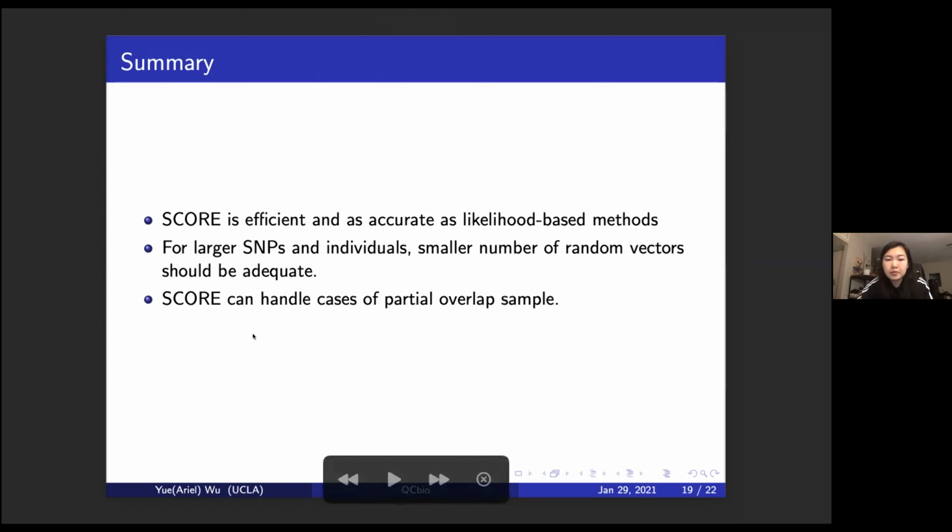And then it could handle the case where we have traits with partially overlapped samples. So these are the cases where, for example, one of the traits could be, say, a disease, so most of the sample doesn't have observations. And the other one could be some measurement like BMI or height. So these two traits could be partially overlapping, and this method could solve this case.